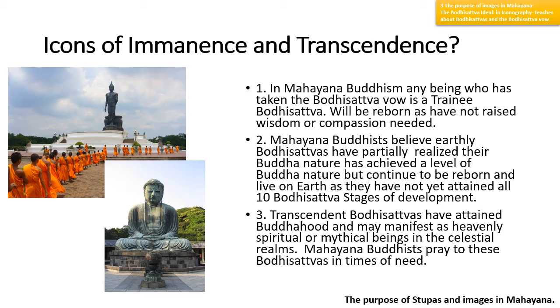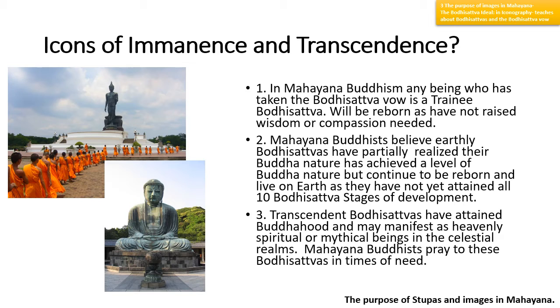So in Mahayana Buddhism, any being who has taken the Bodhisattva vow as a trainee Bodhisattva will be reborn as not yet having realized the wisdom and compassion needed. In Mahayana, Buddhists believe earthly Bodhisattvas have partially realized their Buddha nature and achieved a level of Buddha nature, but continue to be reborn and live on earth as they have not yet attained all the 10 Bodhisattva stages of development. They haven't gone through the bhumis, the places of development, and developed the 10 virtues, in the enlarged set of 10 virtues that is typical in Mahayana now.